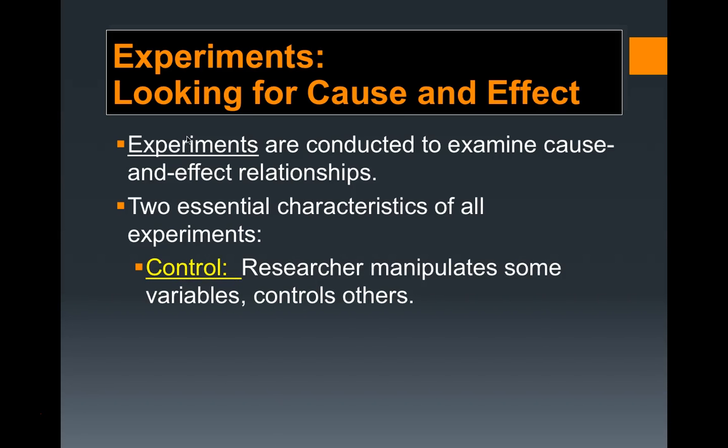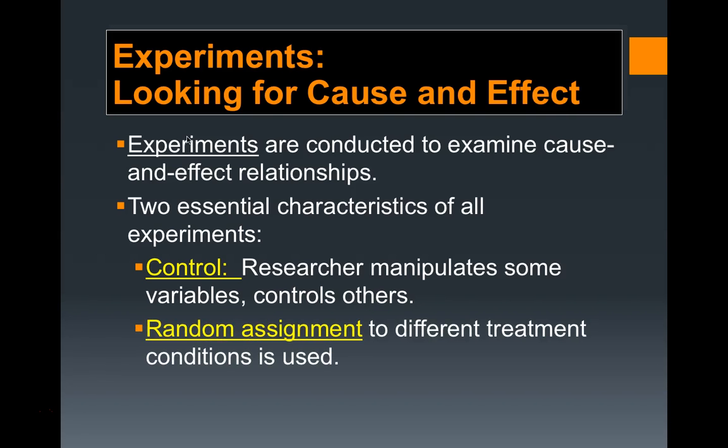One is control. The researcher in an experiment manipulates some variables, brings them under his or her control, so that maybe some people get a lot of this variable, others get a little. So you're manipulating that variable. That's going to be the variable you think is the cause. And then all the other variables, the possible third variables, or what are called confounding factors, one attempts to control, hold constant. And so in an experiment, the researcher exerts control over the variables.